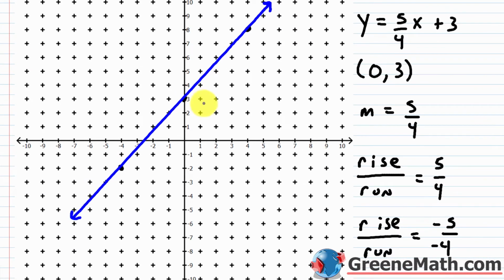Okay, and let me just label this. Originally, we had it as 5x minus 4y equals negative 12. You could also label it with y equals 5/4 x plus 3. It doesn't really matter. You're just saying, hey, this is the equation for this line that we just graphed.